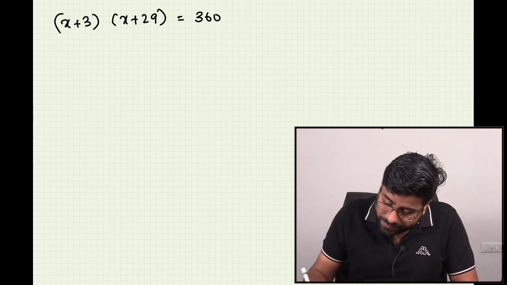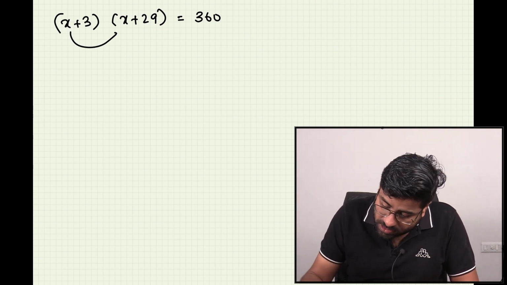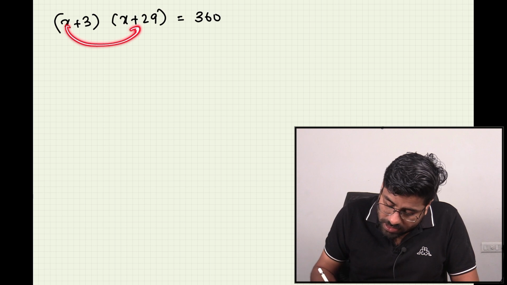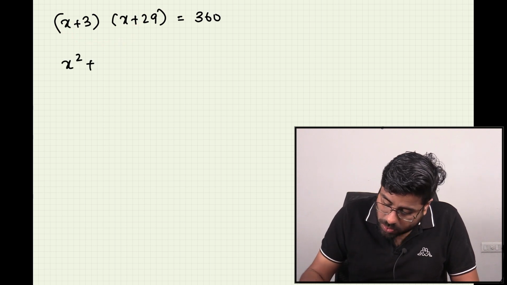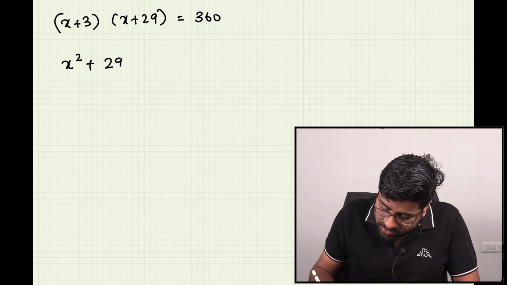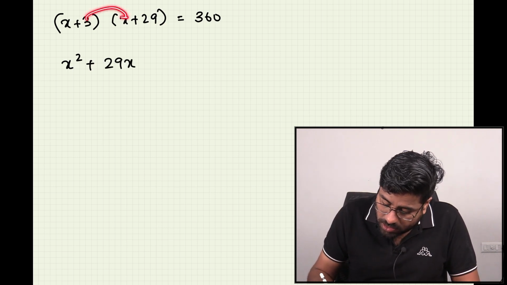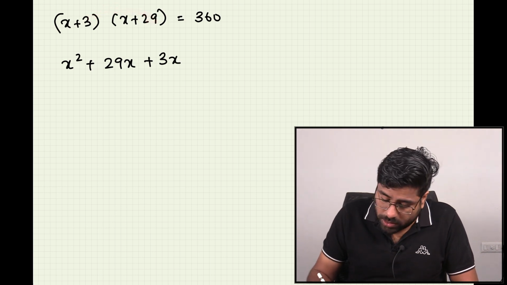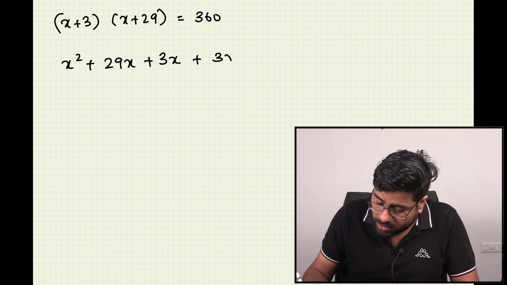Now let's simplify it. What is going to be X into X? Yes, I am going to multiply X and X, that is going to be X square. Next is going to be X and 29, which is going to be 29X. The next is going to be 3 into X, so it is going to be plus 3X. Again, next is going to be 3 into 29, which is equal to, how much is 3 into 29?